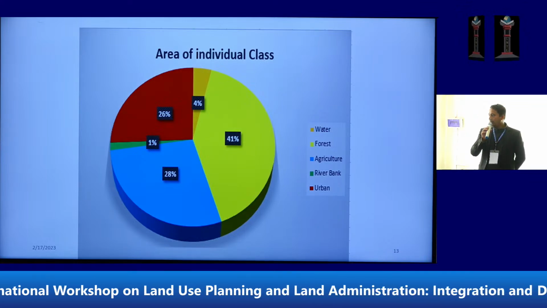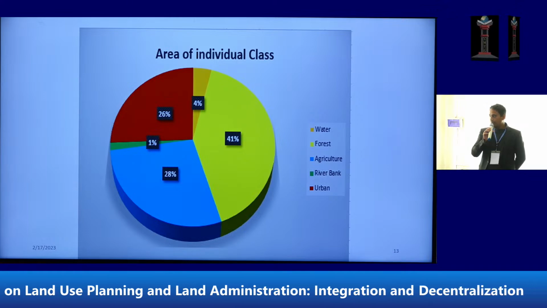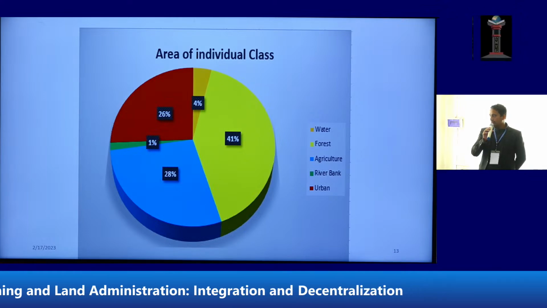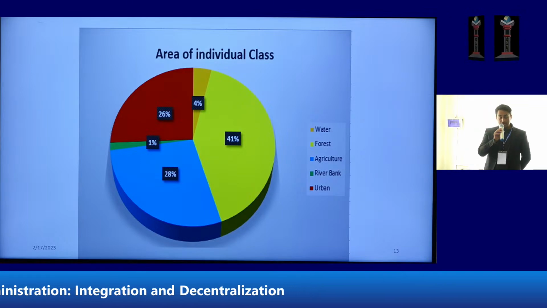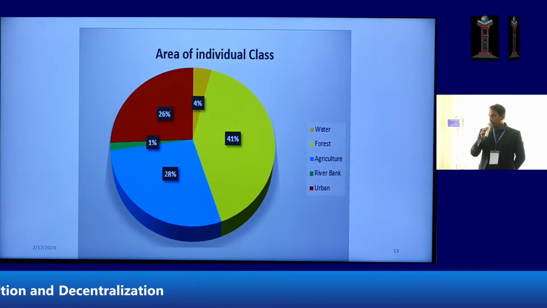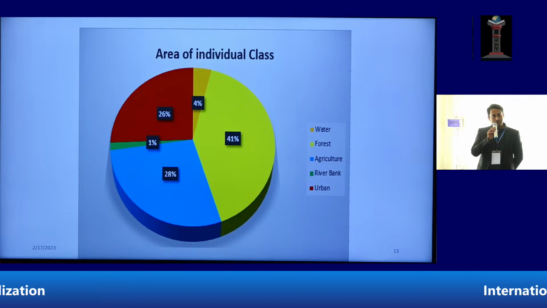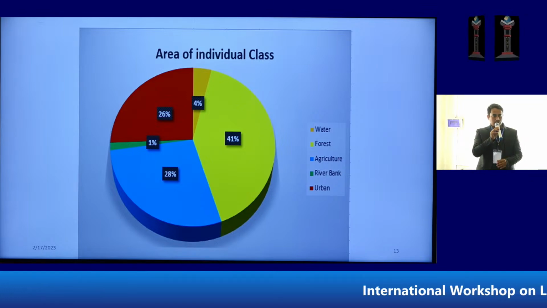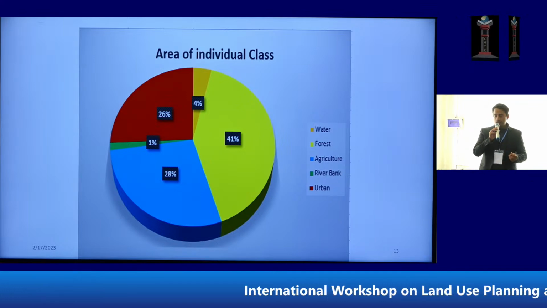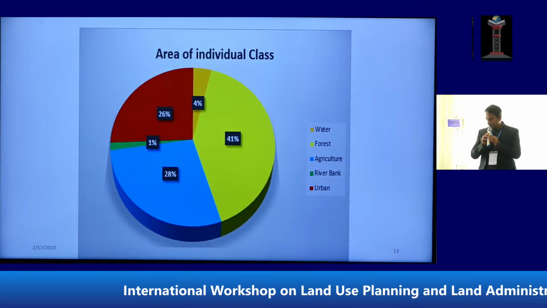And this is the area that we have computed. The forest cover obviously has more area, and the river bank has less area. We computed the river bank because maybe it can be used for agricultural purposes, because the river bank area is more fertile.